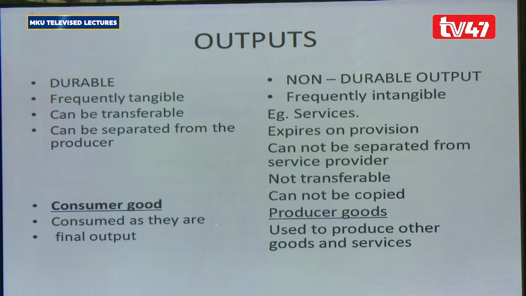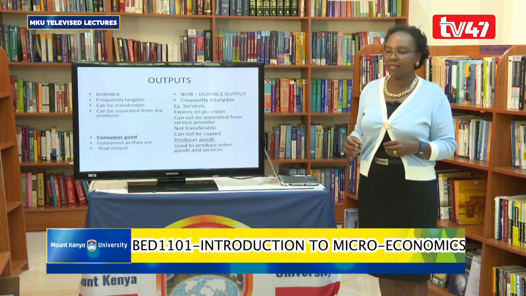Now, the output can also be either consumer goods or producer goods. Consumer goods are already finished products. They are no longer awaiting to go through any other process. They are ready for consumption. However, we have the producer goods. The producer goods are those goods that are used to create other goods and services.